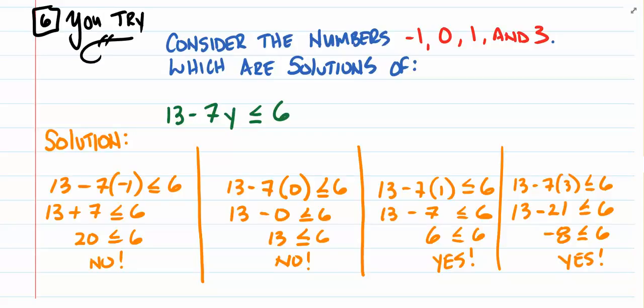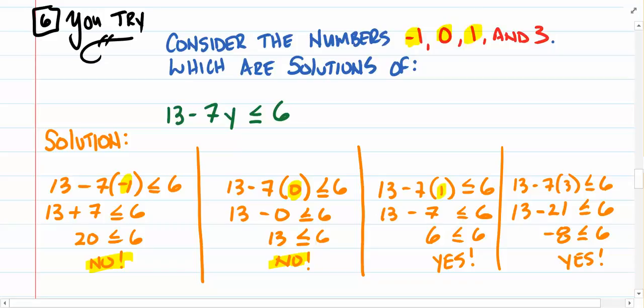Here is the solution. I plugged in each value given to me. Negative 1, I plugged in here, and I got a false statement because 20 is not less than or equal to 6. I plugged in 0 and got a false statement because 13 is not less than or equal to 6. I plugged in 1 and I got a true statement. 6 is less than or equal to 6. So therefore, 1 is a solution.